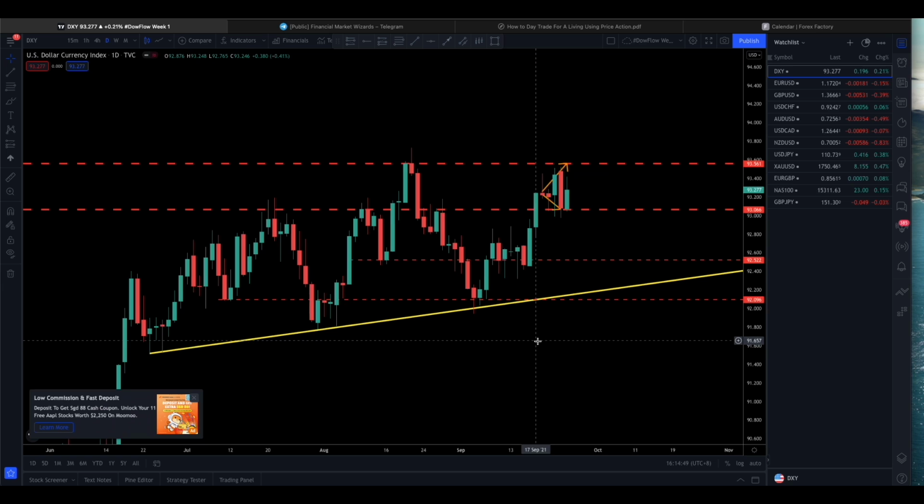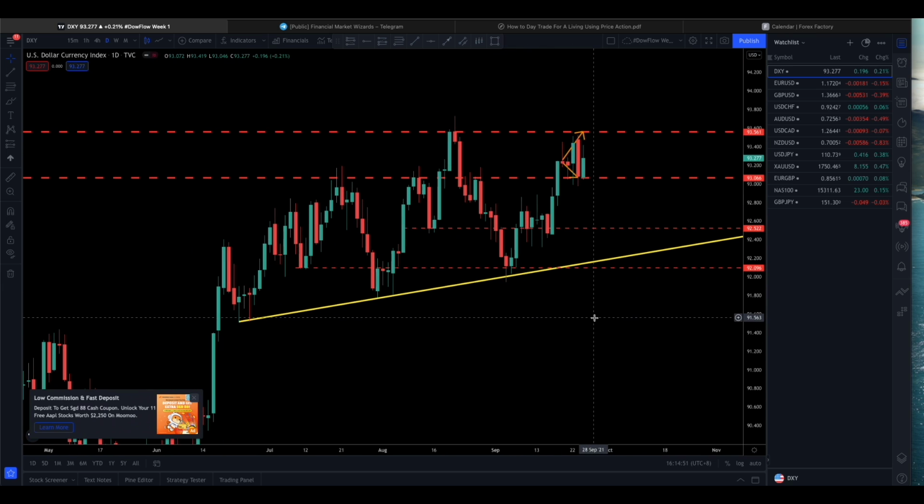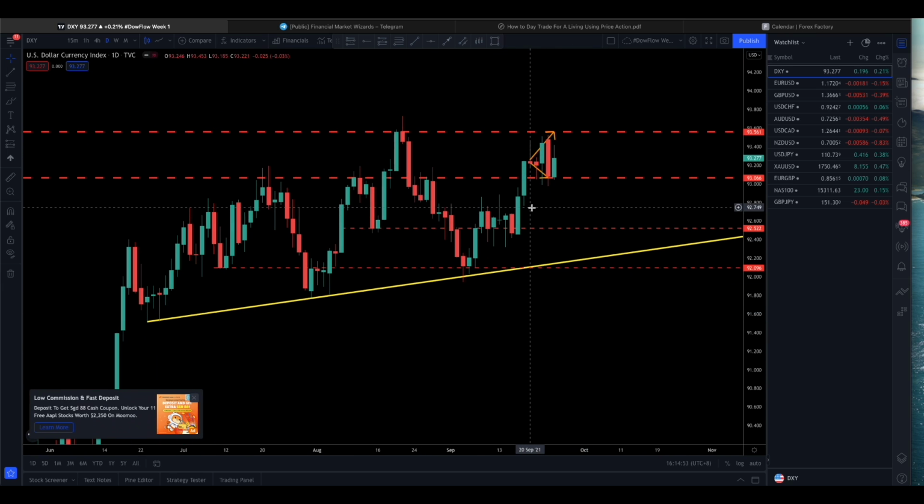So let's look at DXY. So DXY is still in an uptrend. So last week, I talked about this level here, and I said that this level is resistance, okay? So what happened was that price retraced into this level, exactly as I mentioned, and then it's just struggling. So market condition is still bullish, okay?